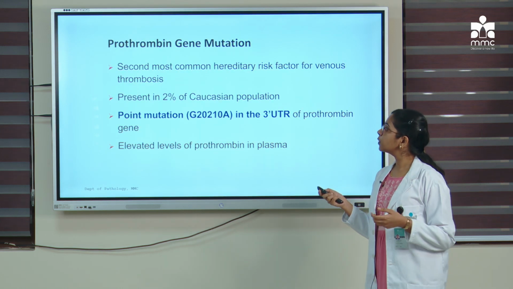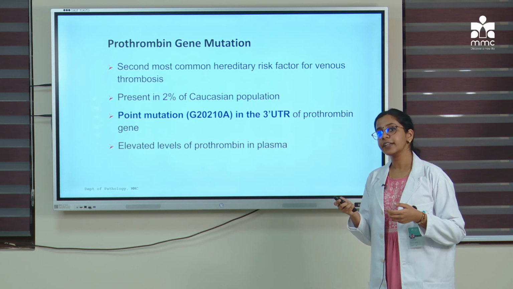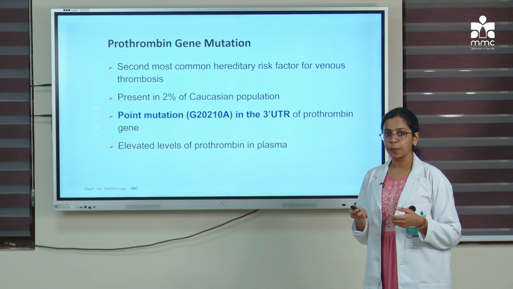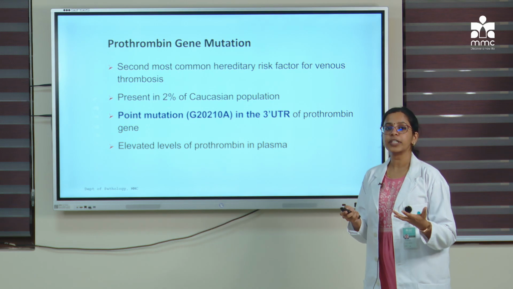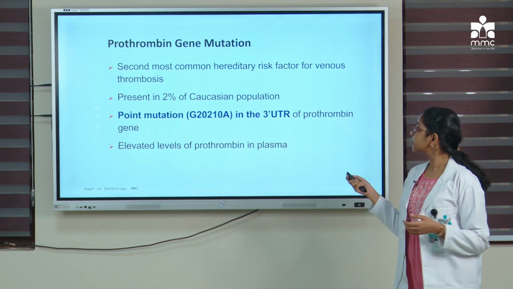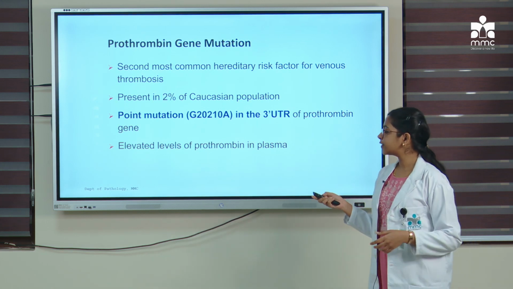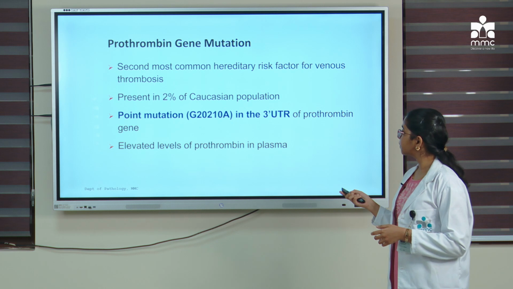Next mutation is prothrombin gene mutation, and it is the second most common hereditary cause for developing thrombosis. It is again present in 2% of the Caucasian population. This is also caused by a point mutation in the 3' untranslated region of the prothrombin gene, and you are going to find elevated levels of prothrombin in plasma.